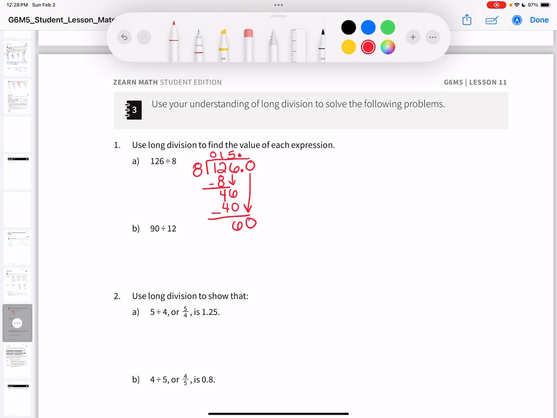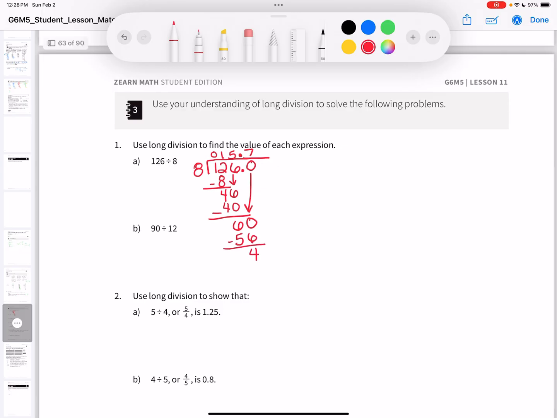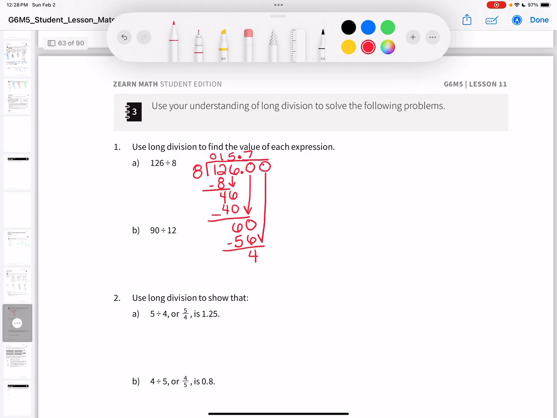8 goes into 60 7 times. 7 times 8 is 56. And that leaves us with 4. I add another 0 onto the end, bring it down. 40. 8 goes into 40 5 times. 5 times 8 is 40. So we subtract that and it gets 0. Then I ask myself, do I have any other non-zero numbers after this? Nope. Did I end in 0? Yes. Then I am finished. The answer is 126 divided by 8 is 15 and 75 hundredths. All right, let's look at the next one.